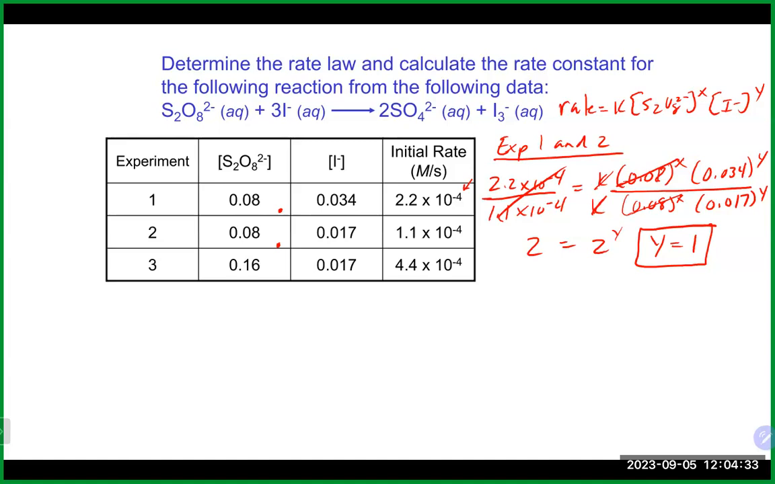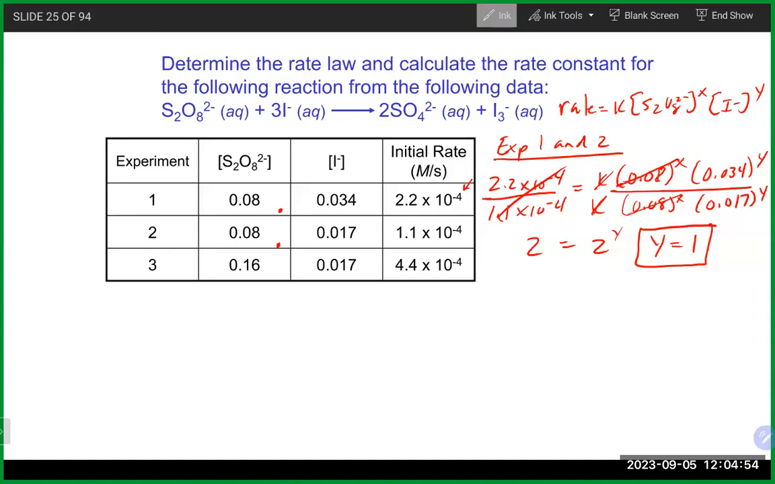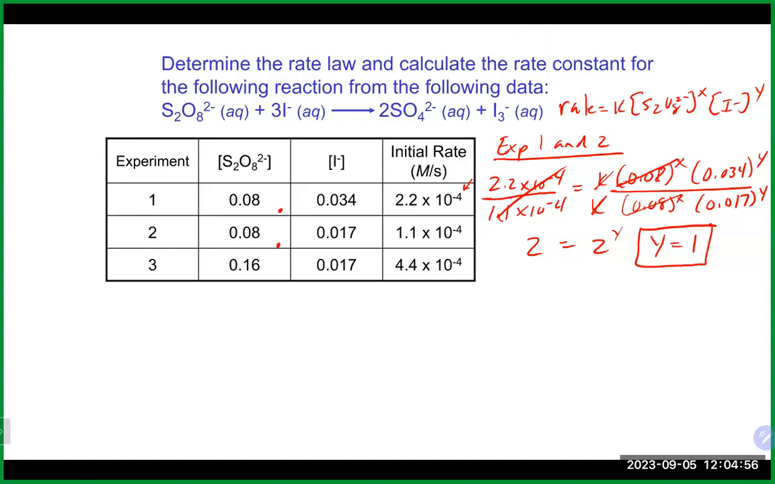That you do want to keep straight, because sometimes people lose track of what is x or y, or whatever letters you're using, which one they go to, and they mix them up. So just make sure you keep track of that. Obviously it goes with the I minus in this particular case. We're now going to go back to our table, and since we varied I minus the first time, we're going to keep it constant here, and it looks like experiments 2 and 3 will achieve that for us. So experiments 2 and 3 in this case.